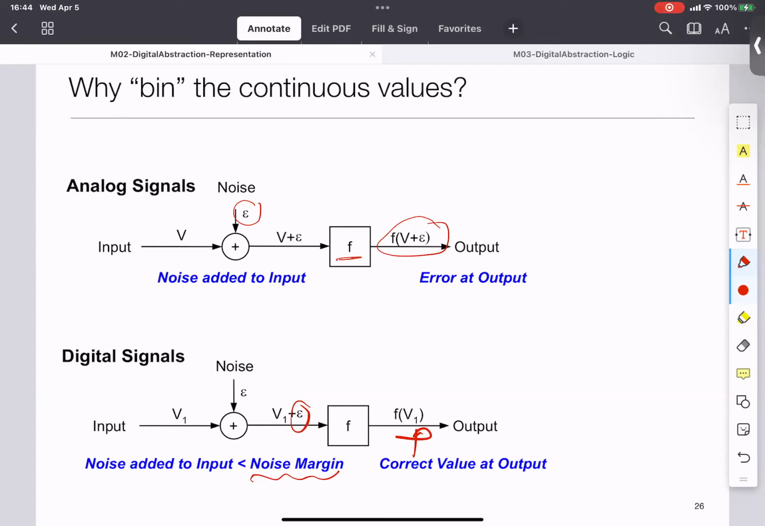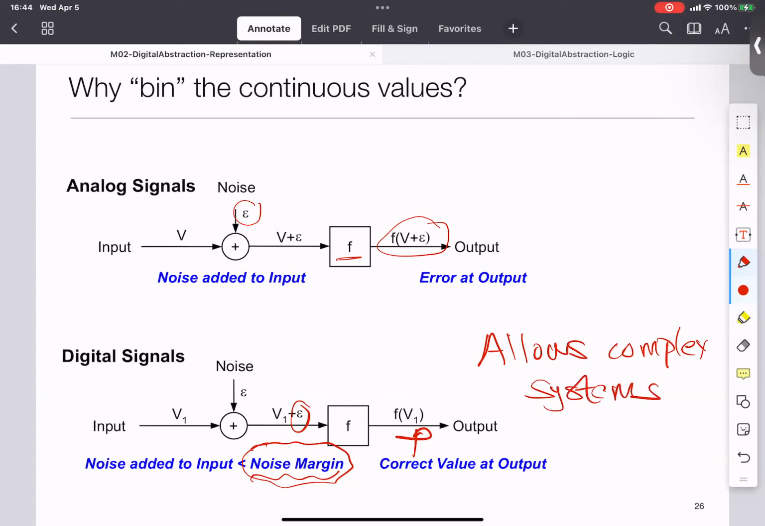So the key takeaway here is this concept of noise margin, and the fact that as long as noise is below the noise margin, every stage in my system cleans up the signal. And so I can keep building more and more complex systems. So it allows more complex systems, and that's a useful thing to have, naturally. So any questions on this part?